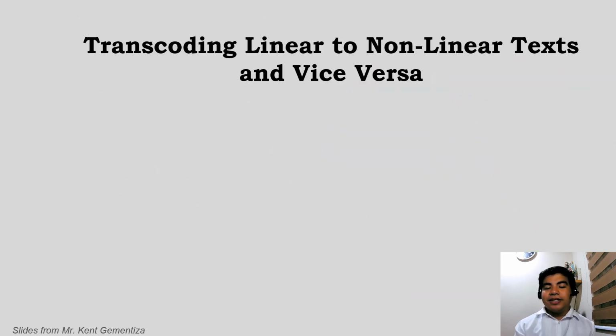Now, I have presented to you the differences between linear and non-linear text. And for our last subtopic, we have transcoding linear to non-linear text and vice versa. To transcode means to transform something from one form to another. In order to transcode a linear to a non-linear text or the other way around, one must first be able to fully understand what the source text is about. This way, deciding on the proper text type to be used in the transcoding process will be a lot easier.